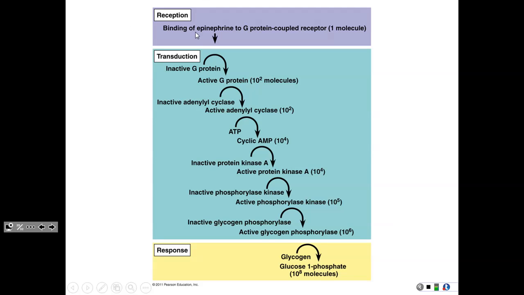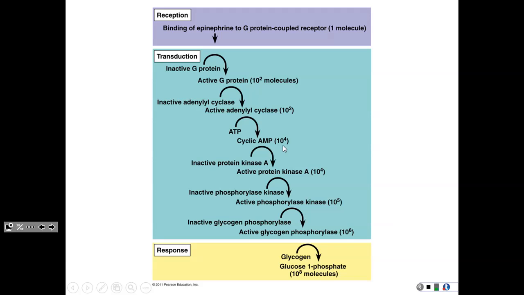What's happening here is you can see epinephrine is binding to a G-coupled protein receptor. A specific example: the G protein gets activated, and that one epinephrine molecule may be enough to cause the G protein to activate 100 G proteins. But those 100 G proteins activate 100 adenyl cyclase proteins. And the 100 adenyl cyclase proteins each activate 100 cyclic AMP molecules.